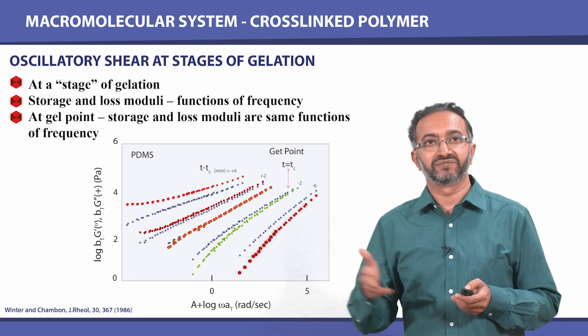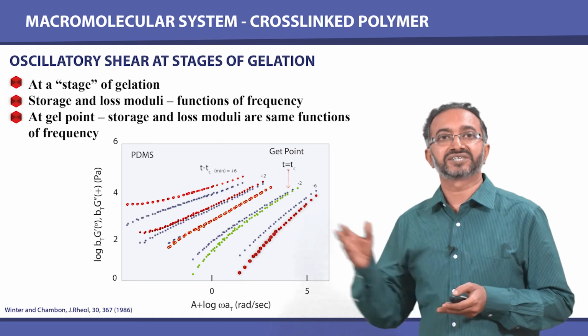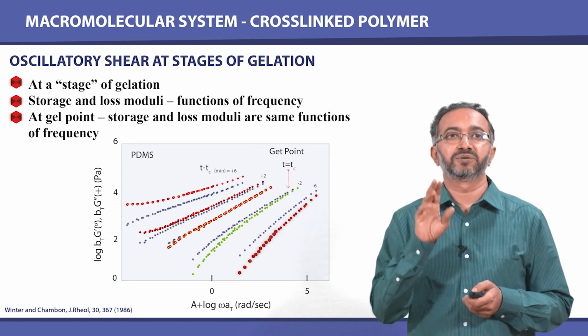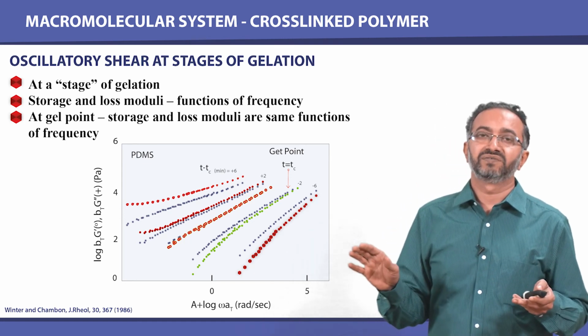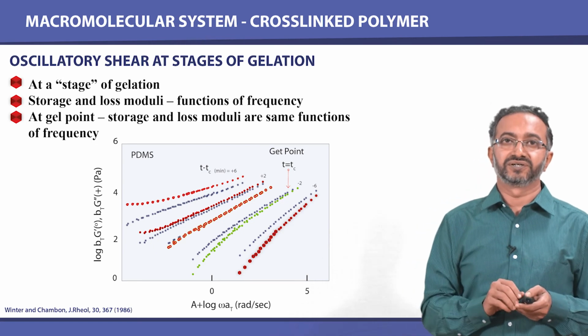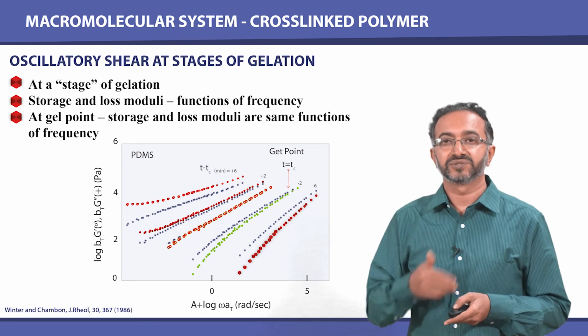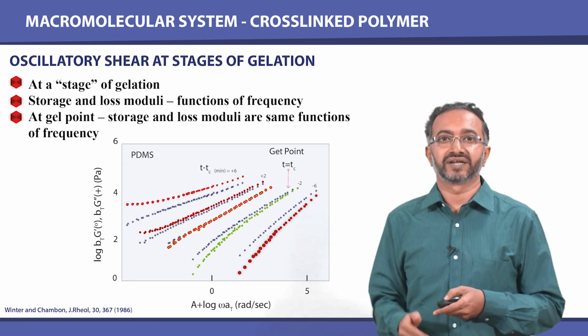So, if we were to measure tan delta under different frequencies, what we will see is that tan delta is a function of reaction time, but at the gel time, since G double prime and G prime are both the same functions of frequency, tan delta will be constant. So, this kind of data can be replotted in terms of tan delta as a function of reaction time to get the overall gel time.